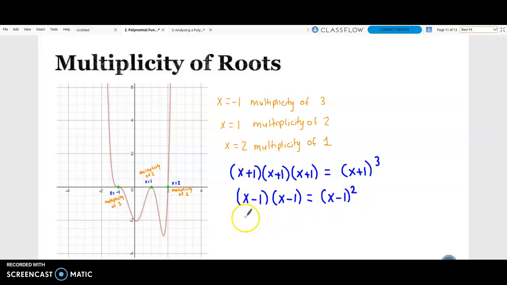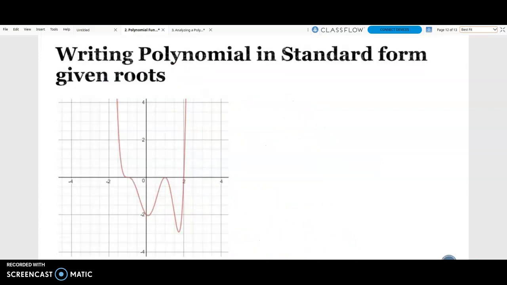And x equals 2 means x minus 2. Since it has a multiplicity of 1, it's just x minus 2. So altogether, this would be x plus 1 cubed times x minus 1 squared times x minus 2. And if you FOILed this all out, that would give you the polynomial function, but you also have to look at the end behavior. So if the right side's going up, then your leading coefficient is positive and you leave it as positive. Let's actually go ahead and write this polynomial in standard form.